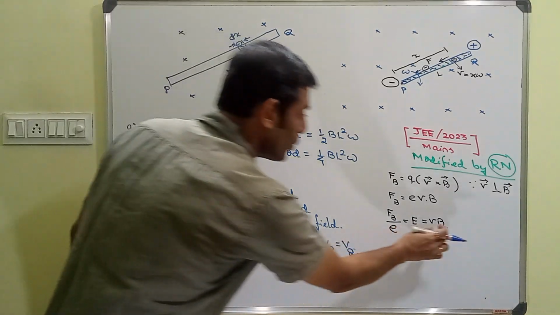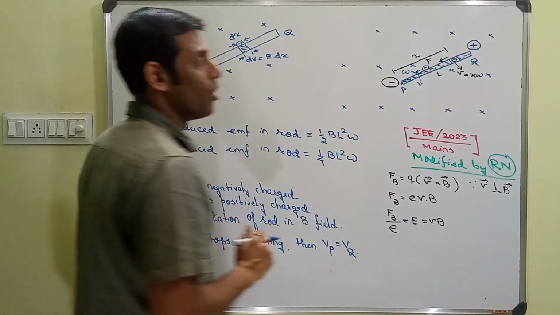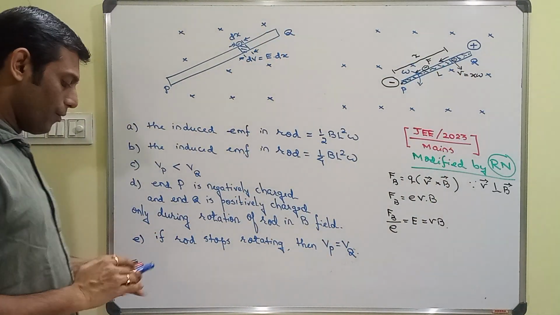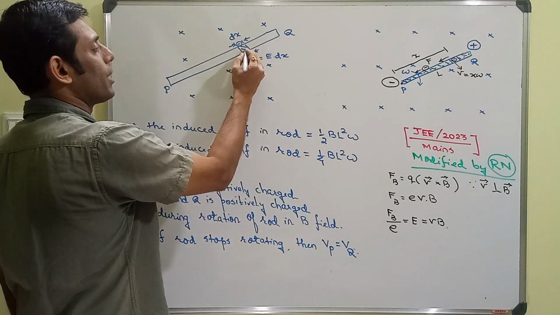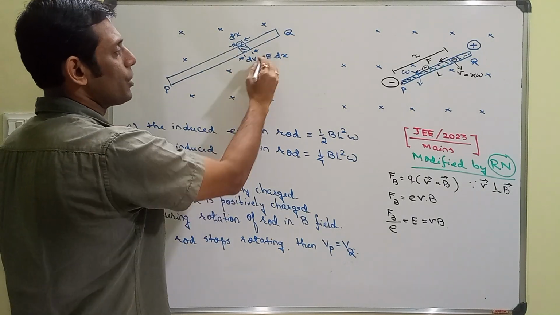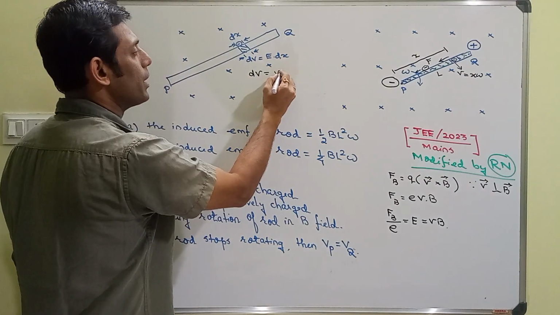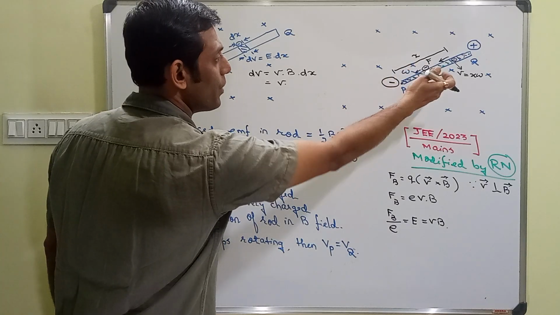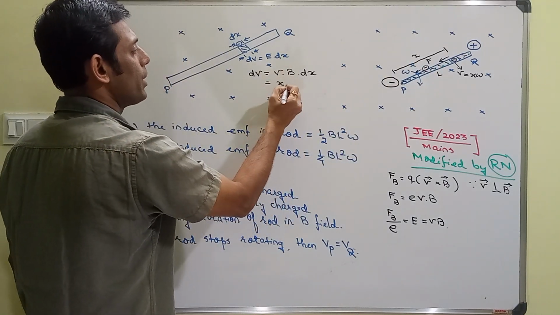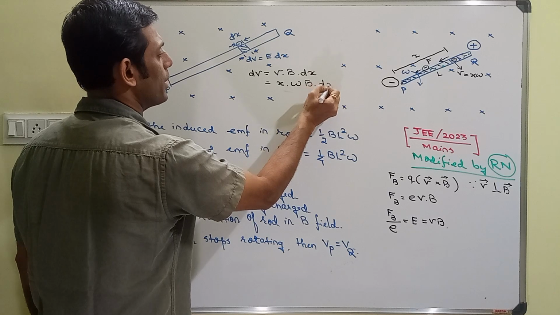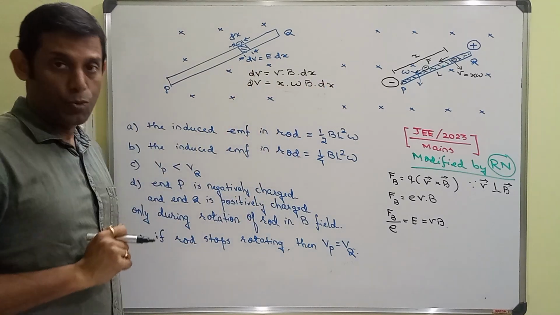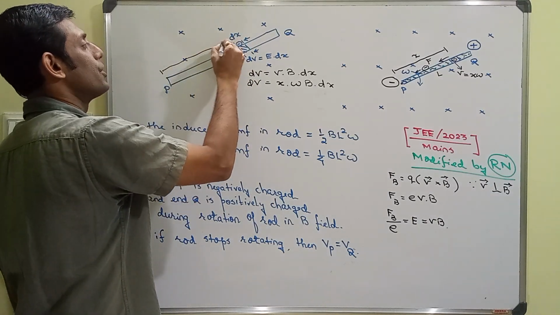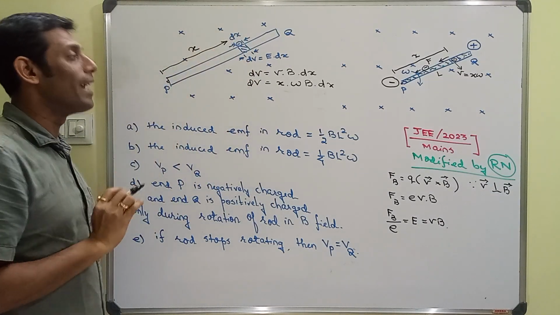And E is equal to VB, and V is equal to how much? V is equal to X omega. So therefore this dV, which is the small change in potential across this length dx, is going to be equal to E dx, means VB dx, and V is equal to X omega. So X omega B into dx. This is your dV, a small change in potential along a small length of the rod situated at a distance of x units from the rotating end.